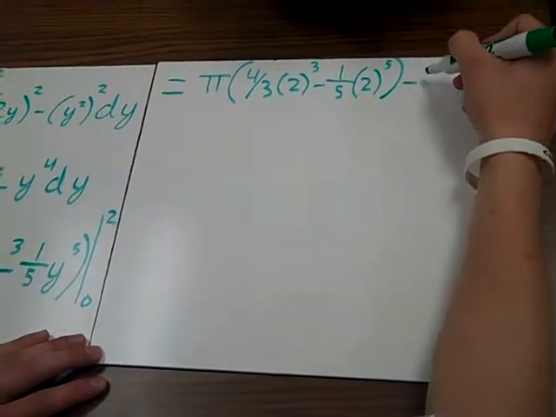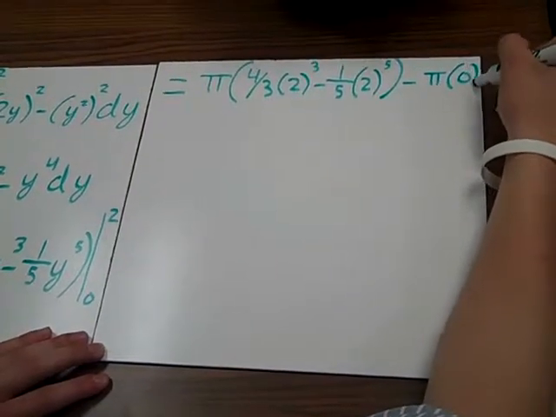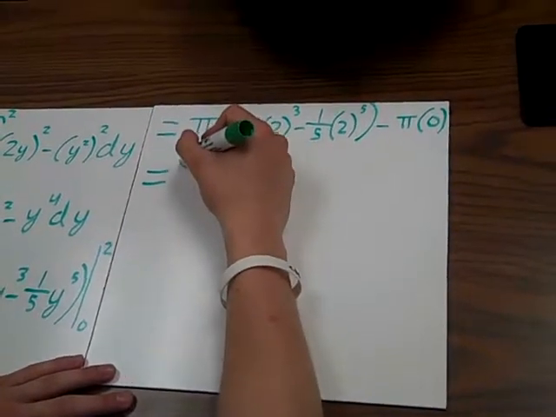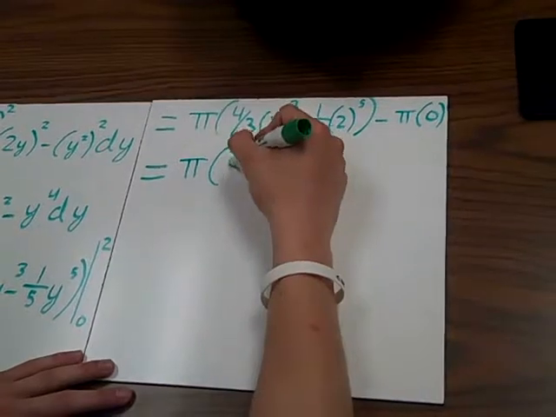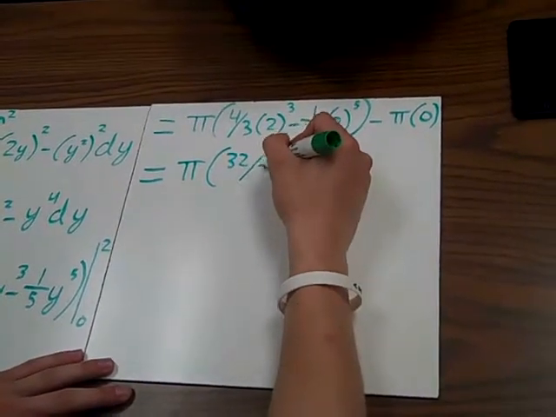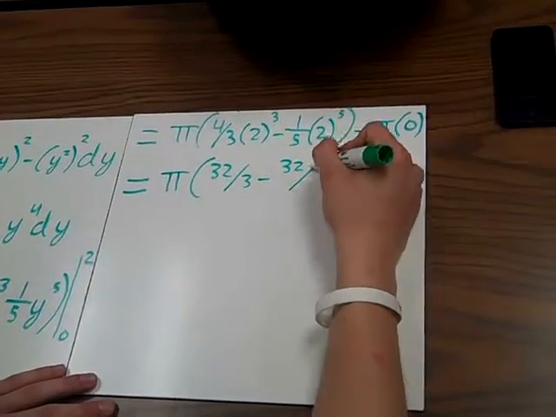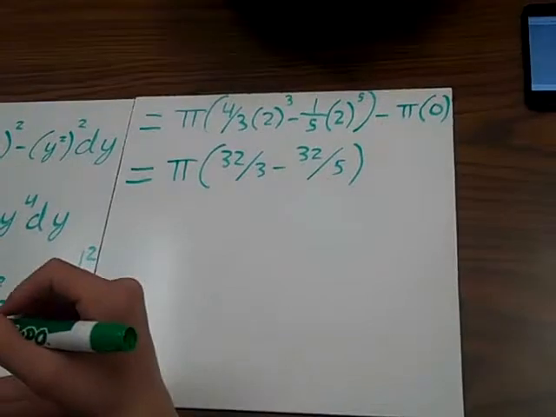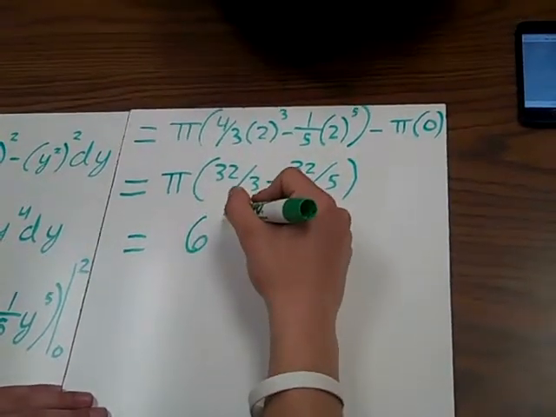Now we're going to simplify this down to get our answer. And we get pi times 32 over 3 minus 32 over 5. And our final answer for the volume of the bounded region is 64 pi over 15.